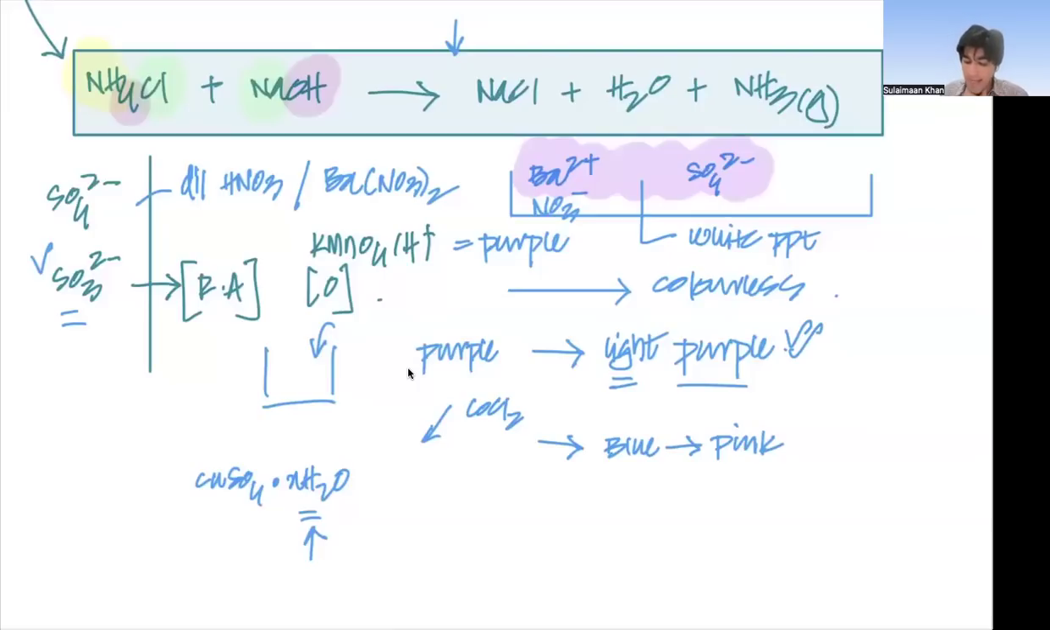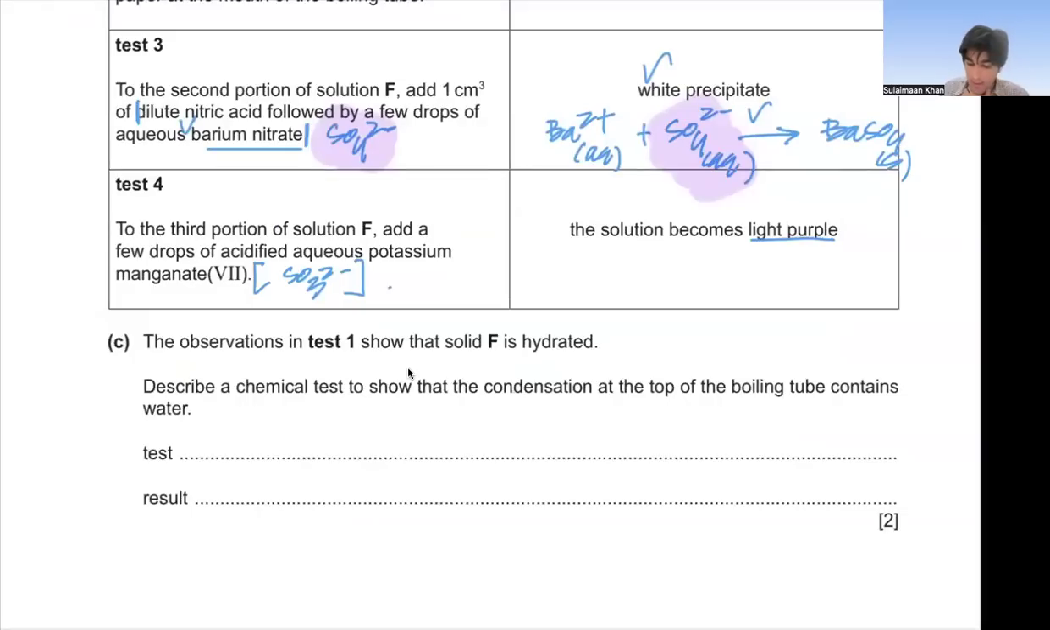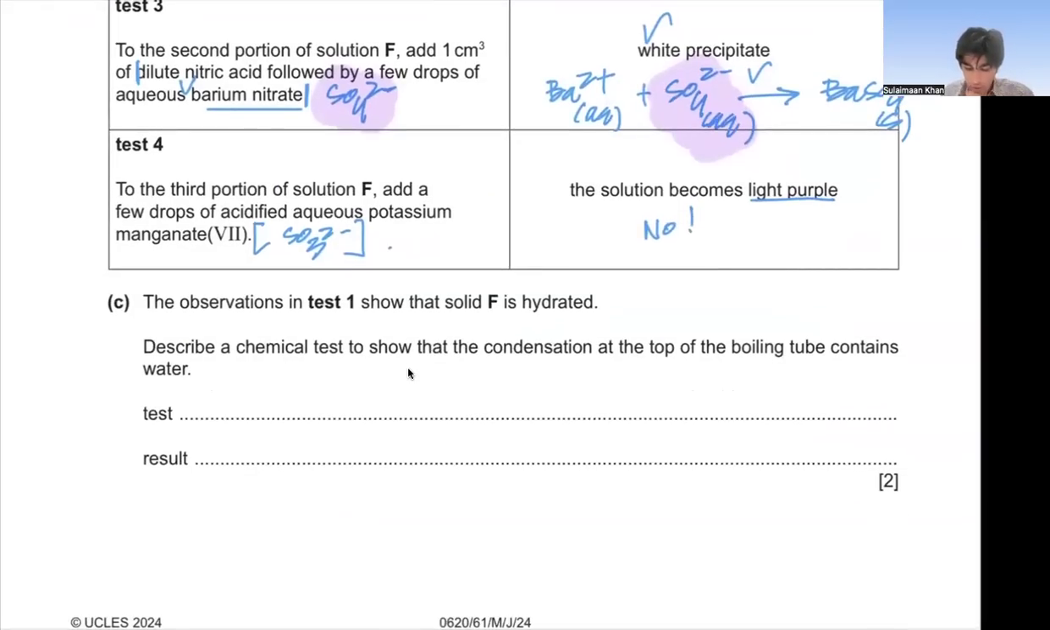So if it becomes light purple, that means that no sulfite ion is present. Because if it went from purple to colorless, only then would I have said that sulfite ion is present. Light purple just means that a few drops of purple got diluted in this solution. So I'll say, hey, no sulfite ion. So you see, the observation in test 1 shows that the solid F is hydrated.